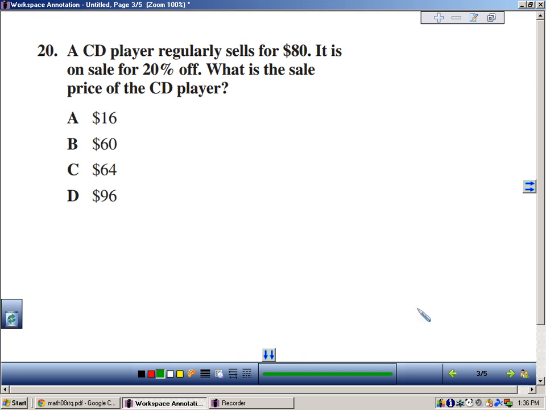A CD player regularly sells for $80. How much does it sell for? $80. It is on sale for 20% off. What is the sale price of the CD player? Again, when you're given these types of questions, 20% off, 20% interest, 20% discount, those keywords, off, interest, discount, those are keywords that tell you, hey, I'm going to find the percent of a given number, and I do that by multiplying the percent and the number.